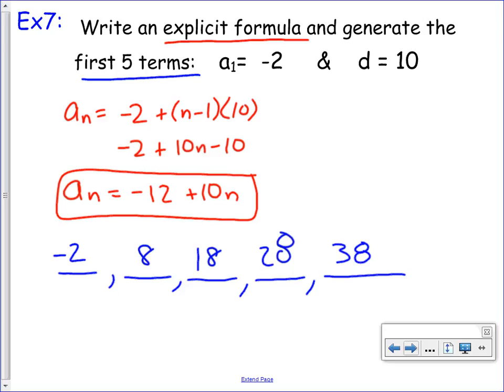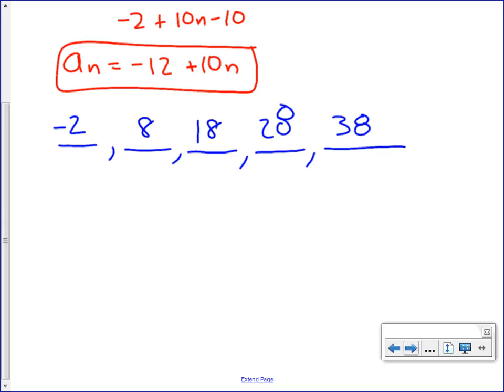Do you want me to prove that explicit formula works? Pick a number 1 through 5. 2. I like it. So this is A2. A2 is going to be negative 12 plus 10 times 2. So negative 12 plus 20 is 8. It's like not a big number.